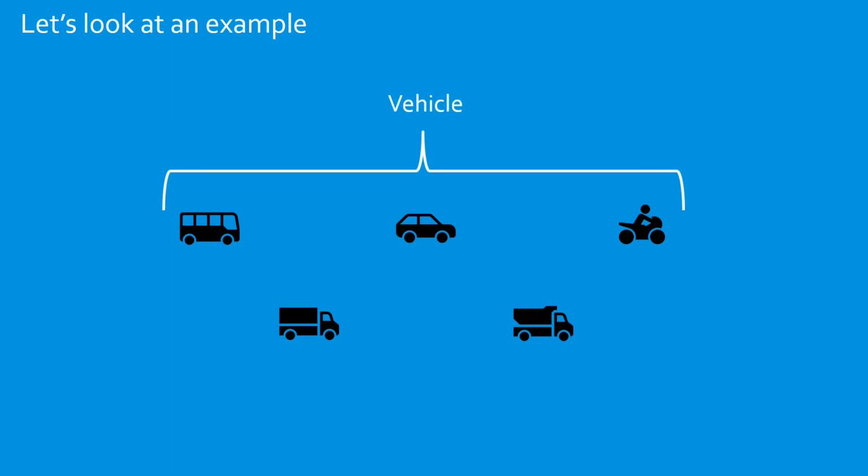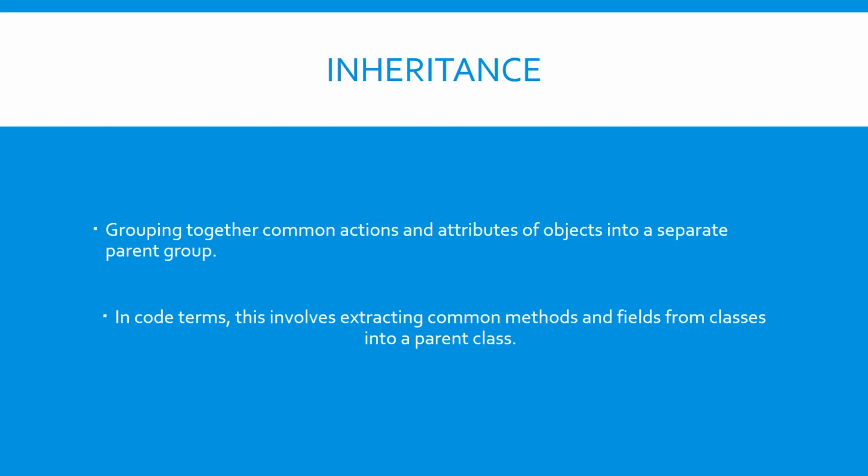So, what is inheritance? Well, inheritance is the process of grouping together common actions and attributes of an object into a separate parent group. In terms of code, this involves extracting common methods and fields from classes into a parent class. In the practice questions, you will be tasked with performing this process yourself.